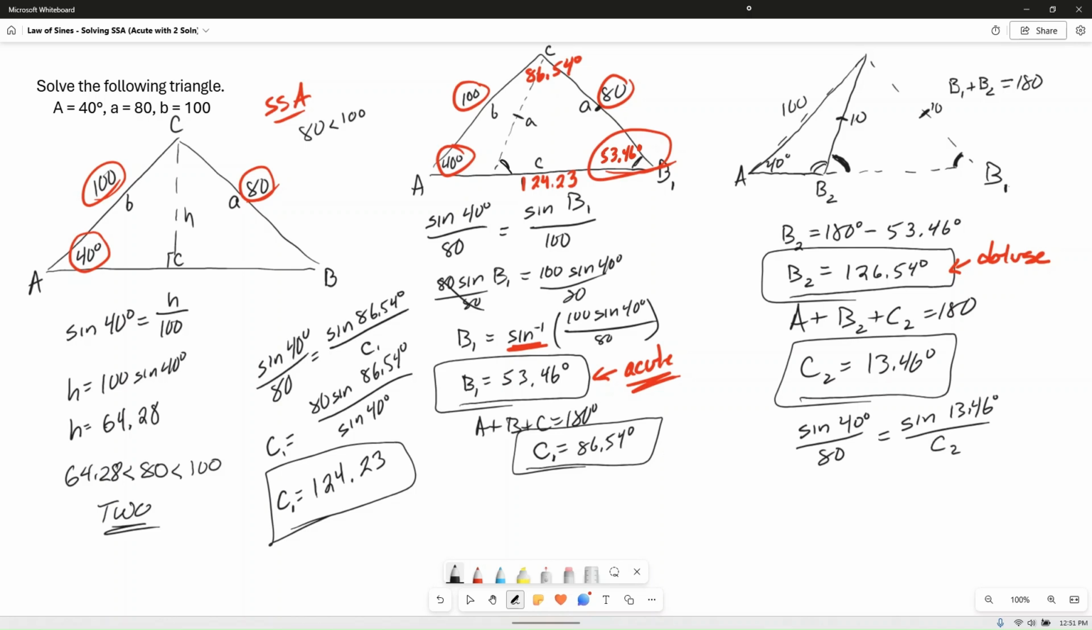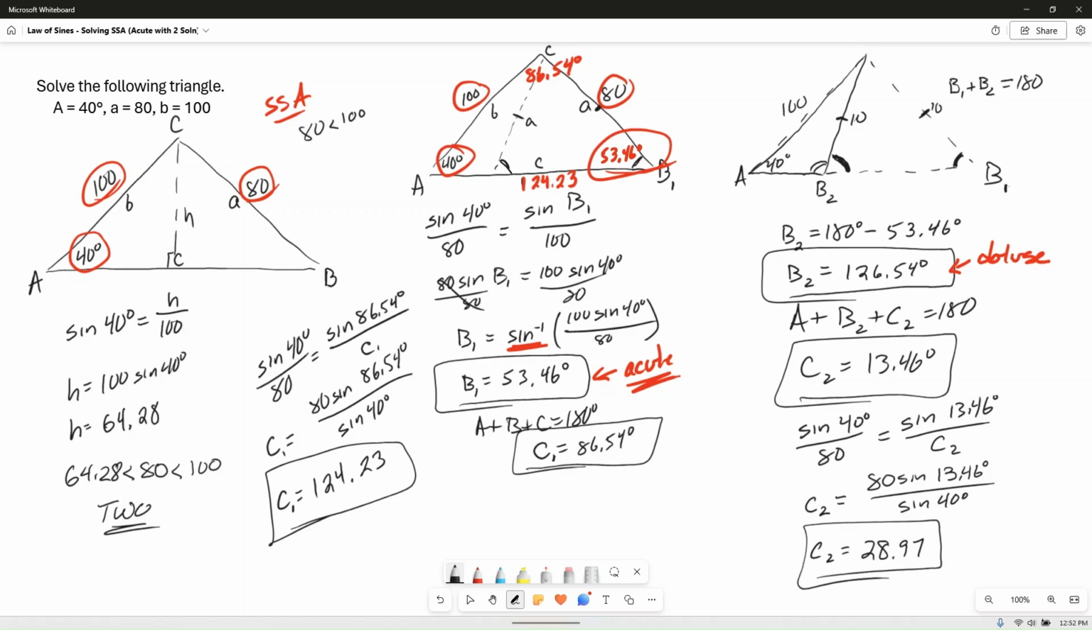So if we cross multiply and divide, C2 is going to equal 80 times the sine of 13.46 degrees divided by the sine of 40 degrees. So that gives us that C2 is equal to 28.97.